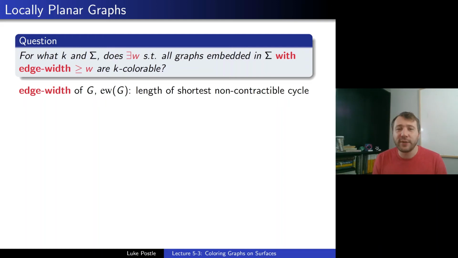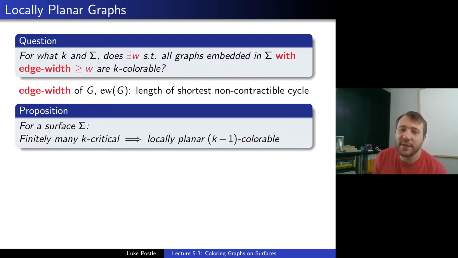And so what is known here, well, here's a nice proposition: for a surface sigma, finitely many k-critical graphs implies that locally planar graphs are (k minus 1)-colorable. So these two questions are actually related. If you could answer the critical one, the reasons one, you actually get a nice answer for this locally planar question. So I'll go ahead and prove that. If you want to pause and think about what the proof should be, you're welcome to, but I'll run through this quick, nice little proof.